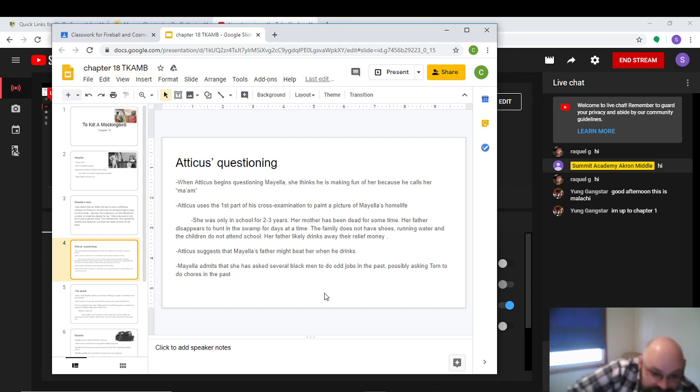Atticus also suggests that Mayella's father might beat her when he drinks. So he asks that question. Mayella says that he doesn't, in fact, beat her, but she looks at him and there's a pause, and everyone in the audience and everyone on the jury gets the sense that she's answering that way because he's looking at her and she does have to go home with him. So there's an element of fear, right?